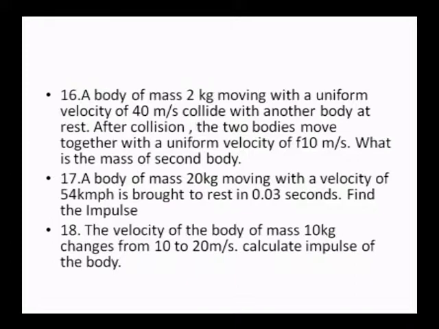After collision, the two bodies move together with a uniform velocity of 10 meter per second. So, understand the given problem. After collision of these two bodies, one is at rest, another moves with 40 meter per second, and both together move with a uniform velocity. Two bodies moving together with a uniform velocity means the final velocity of the first body is equal to the final velocity of the second body, which is 10 meter per second here. So, both move with a common velocity of 10 meter per second.